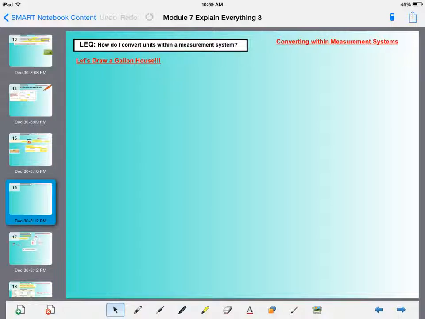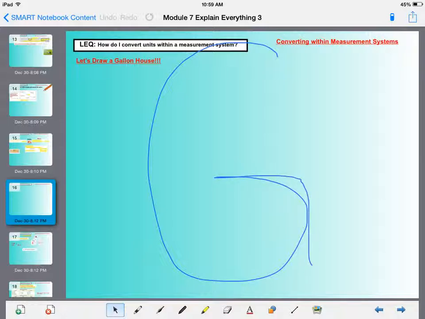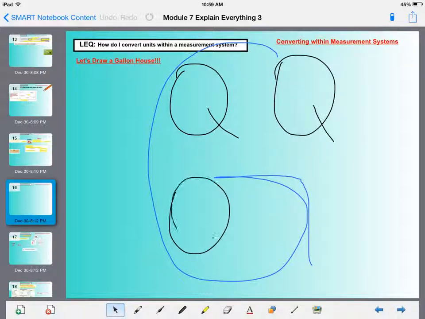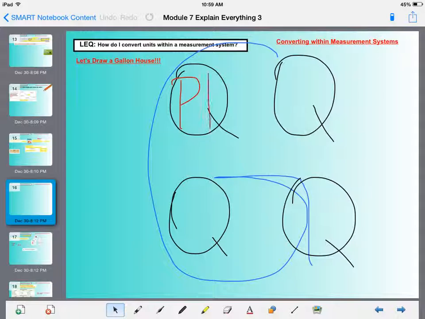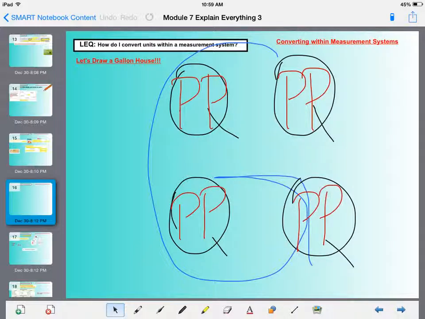So we went ahead and we drew a gallon house, and we drew the big house, which was the G. And then we gave this house some windows, which were our quarts. And that means that there are 4 quarts to 1 gallon. And then we said that in each window we had 2 people looking out the window. And that shows many different things. That shows there are 1, 2, 3, 4, 5, 6, 7, 8 pints to a gallon. It shows that there are 2 pints to 1 quart. It shows that there are 1, 2, 3, 4 pints to a half gallon.